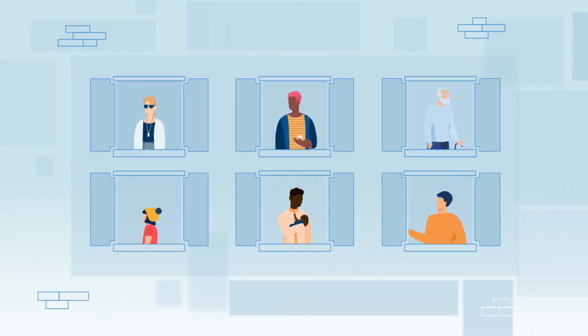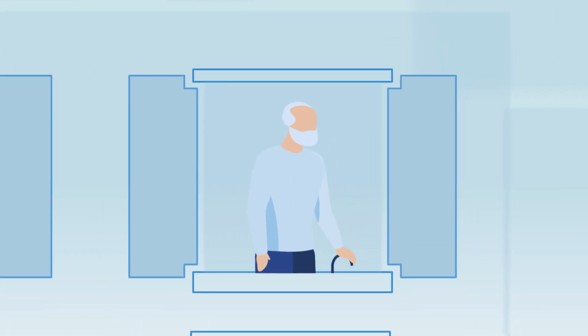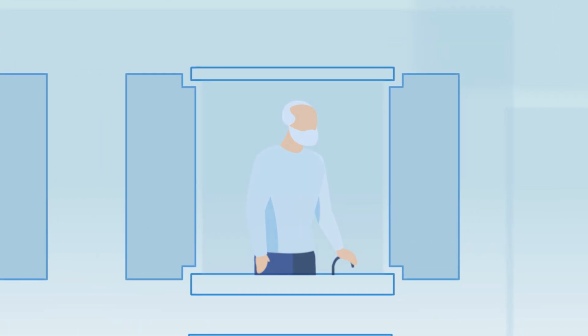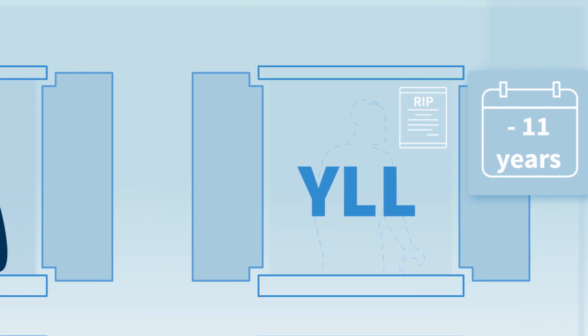Let's look at one example. Most of the residents at 20 Maple Street are healthy. Then Max dies after a stroke at the age of 75. He thus dies 11 years earlier than the statistical life expectancy at his age indicates.